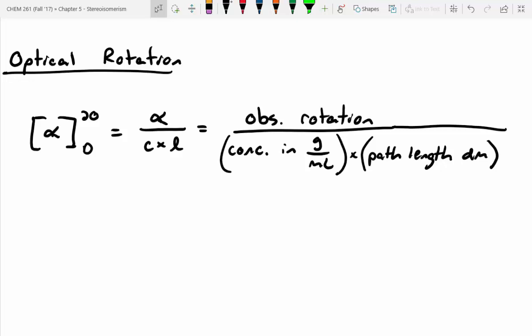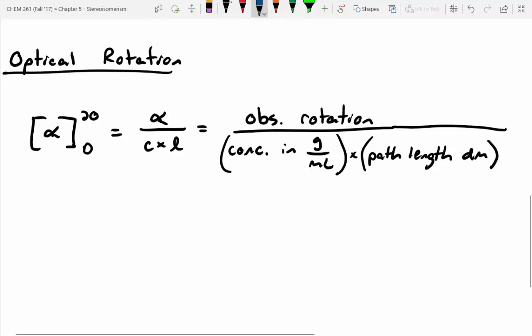So what is a decimeter? It's a tenth of a meter, right? Also known as 10 centimeters. So the sample length is measured usually in a 10 centimeter sample tube. That's really all it means. Kind of unusual notation though, but historically this is how it's done.